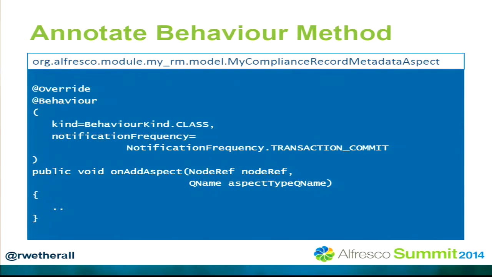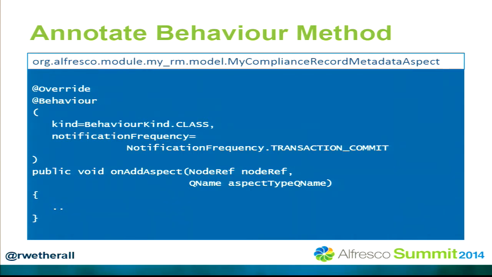So the next thing we want to do is indicate that this method is indeed a behavior, and we need to also indicate what policy we want to listen for. So we can use this behavior annotation. We have to tell it what kind of behavior it is, be it a class behavior or an association behavior. And in this case, it's a class behavior, which means that it's about what happens to a node as opposed to the linkages between nodes.